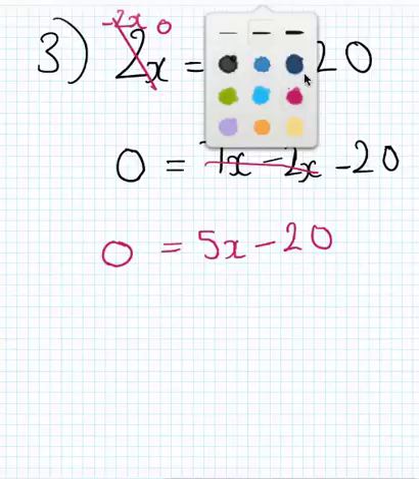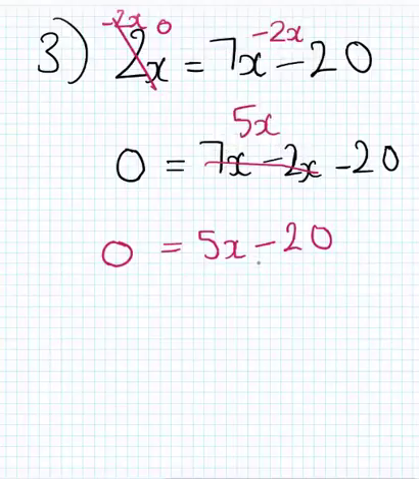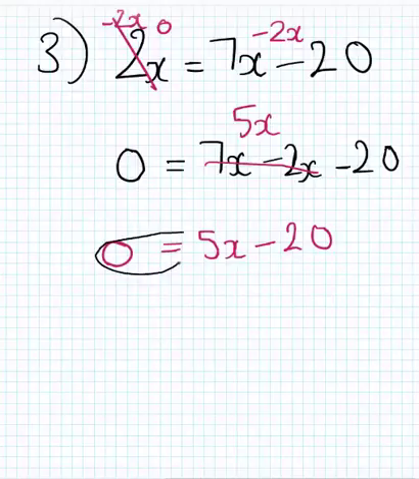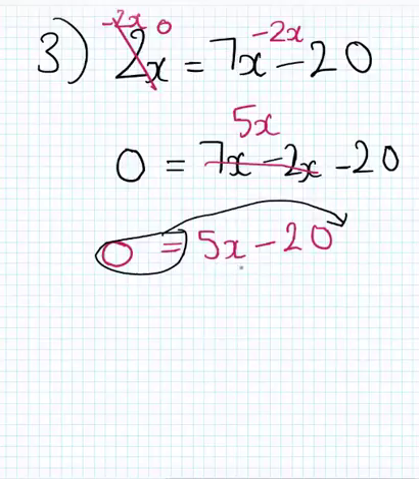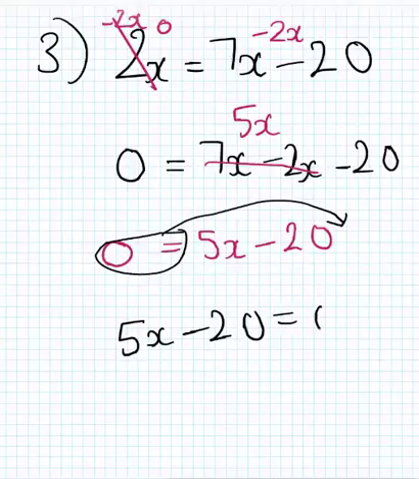Now, at this stage, if you don't like working with x on this side, you can rewrite it so the x is on the other side. And in our last session, I showed you how to do that. And basically, this equals 0, you put it there. Or just rewrite it. So we have 5x minus 20 equals 0. And we haven't changed anything. We've just switched it.